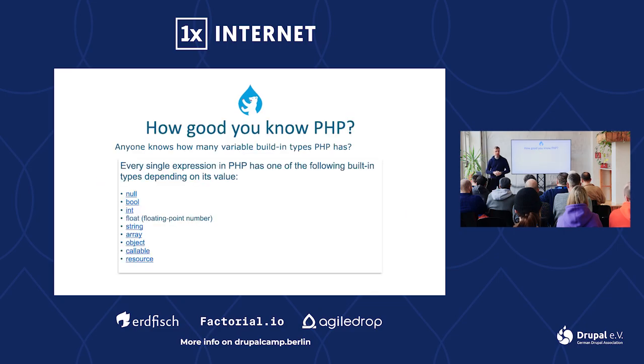Because we have so many good and experienced backend developers here, I have a very important question for you guys. Does anyone know how many built-in variable types PHP currently has? I have some tips, starting from string, bool, and so on.